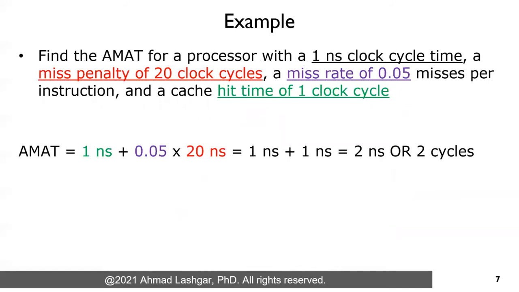Find the average memory access time for a processor with 1 nanosecond clock cycle time and a miss penalty of 20 clock cycles, miss rate of 0.05 or 5%, and a cache hit time of 1 clock cycle. So if we replace these numbers into average memory access time, what we get ultimately is 1 nanosecond for hit time, plus 0.05 or 5% multiplied by 20 nanosecond of miss penalty, which the result of multiplication is also 1 nanosecond. So overall, average memory access time is 2 nanoseconds or 2 clock cycles.